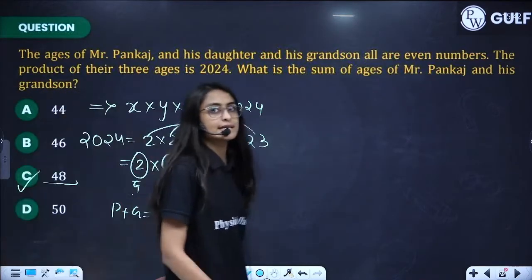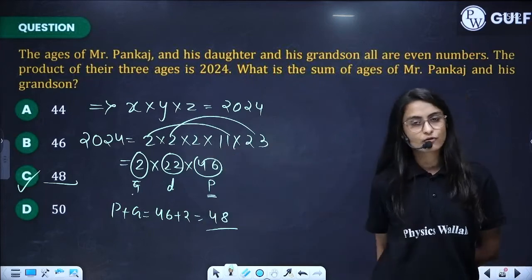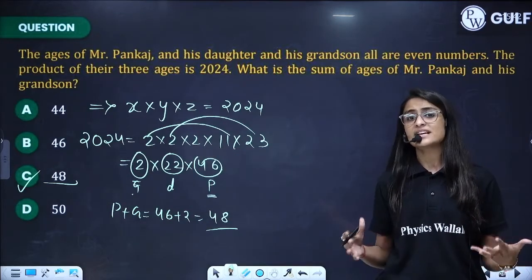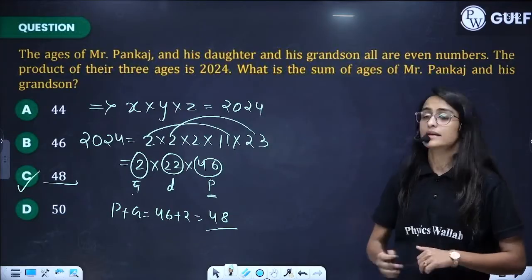I told you it's easy. Yes, you just have to check with the prime factorization of 2024. Split the numbers in such a way that you get even numbers. Okay, because the ages are in the even form.